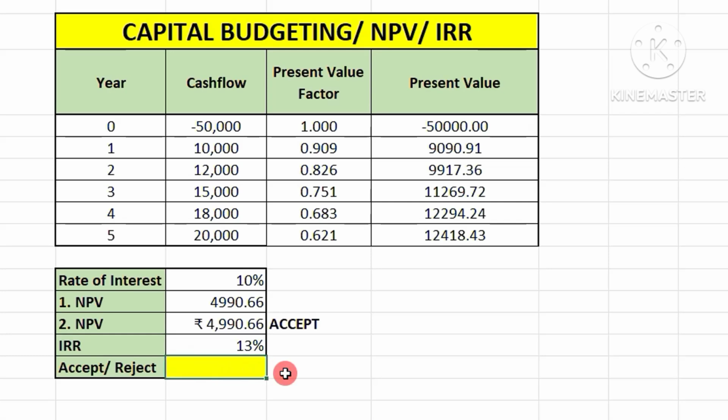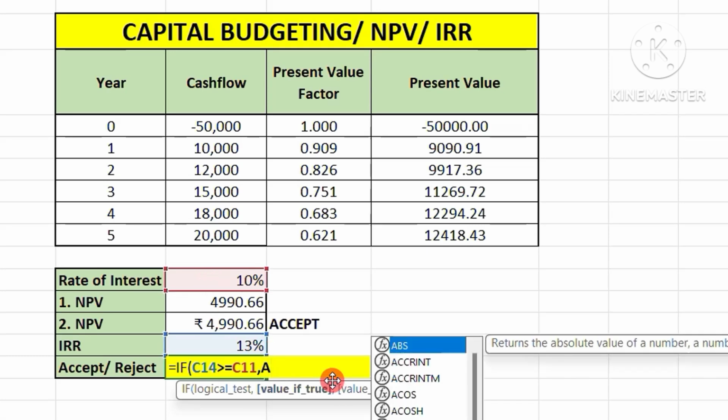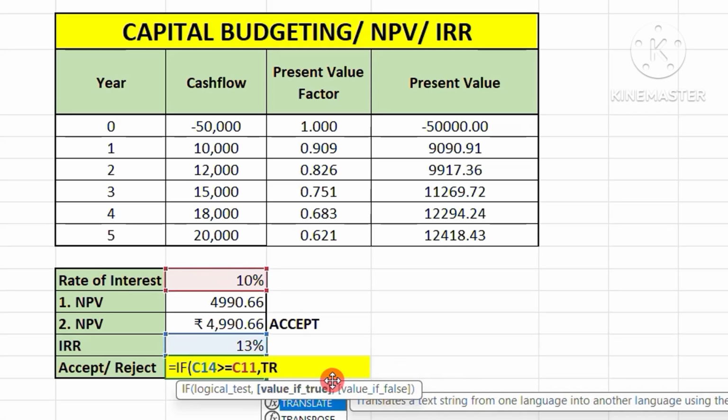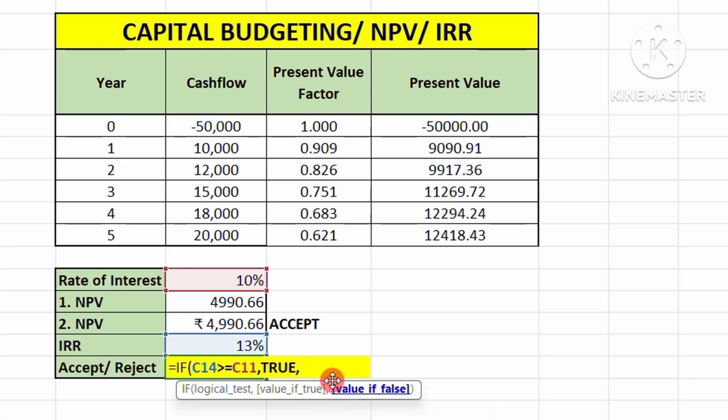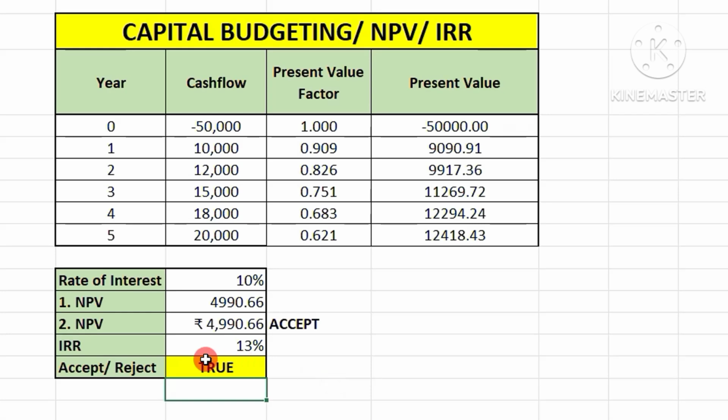Now for the accept or reject rule for IRR, we can use an IF statement, that is, if my IRR, which is the calculated 13%, is more than or equal to the rate of interest, then it is accepted. So I'll write comma true, which is accepted, and then if it is less than, then comma false. So in this case my IRR is more than the rate of interest, so it is accepted, which is true.